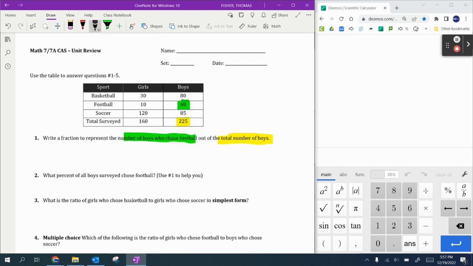So that makes our fraction. So number of boys who chose football is 60 out of our total 225. That's it. That's all we have to do for this question.